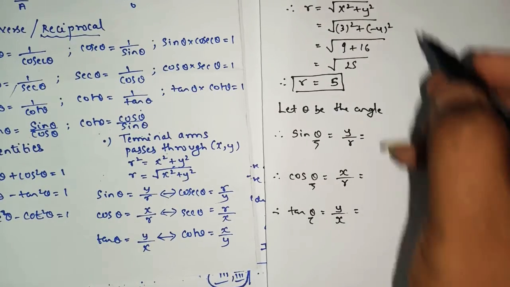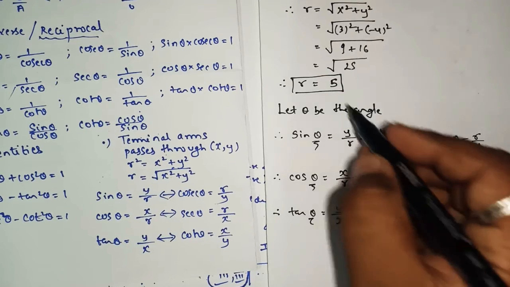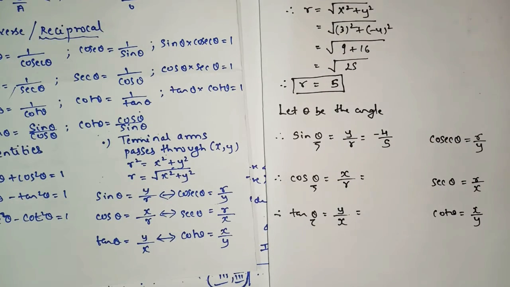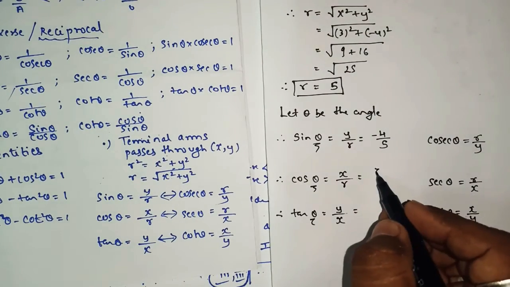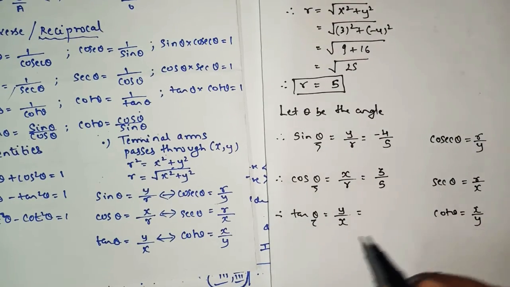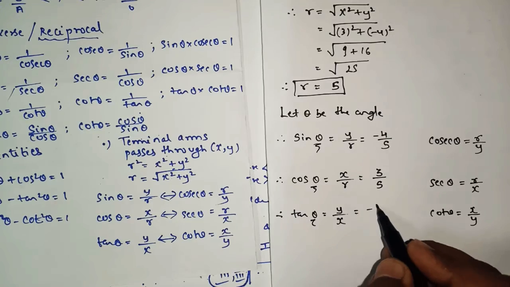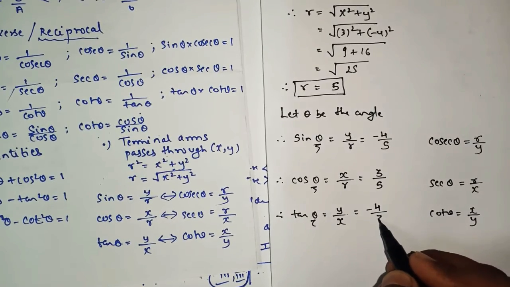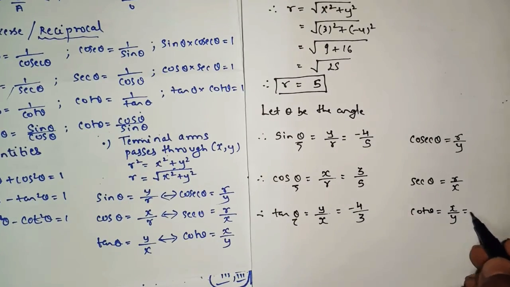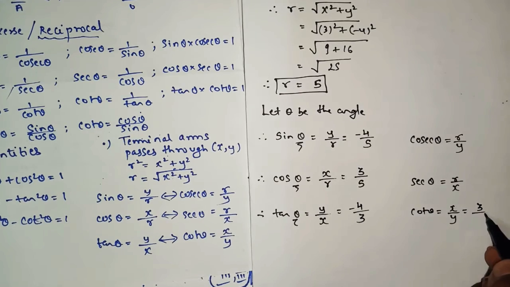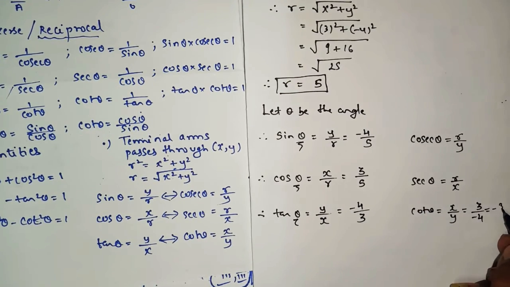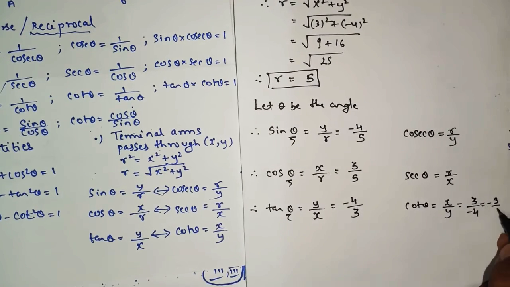So y is minus 4, r is 5. So sine theta is equal to minus 4 upon 5. Cos theta is x upon r, x is 3 and r is 5. For tan, y is minus 4 and x is 3, so in the next step we can write this as minus 4 by 3.